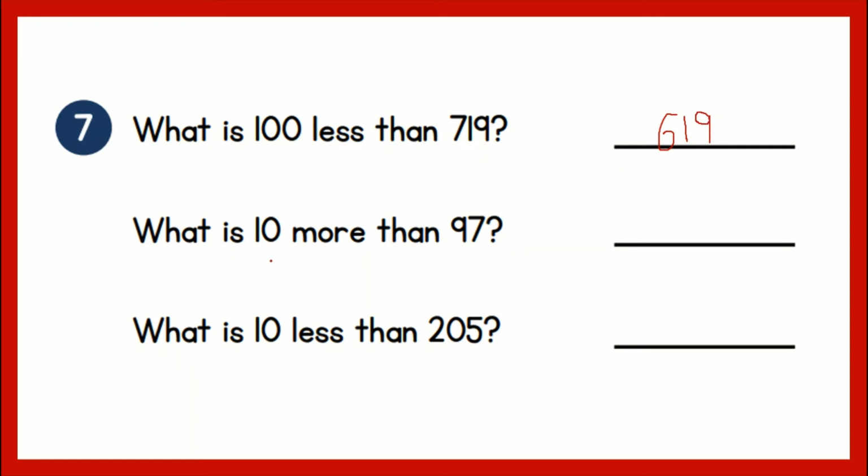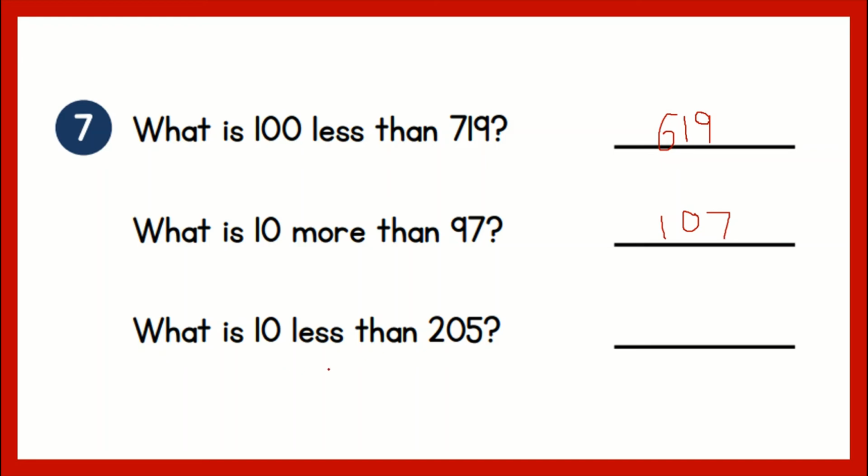What is 10 more than 97? So we're adding 1 onto the tens column. So 9 plus 1 is 10. So that means it's going into the hundreds column. So 107.